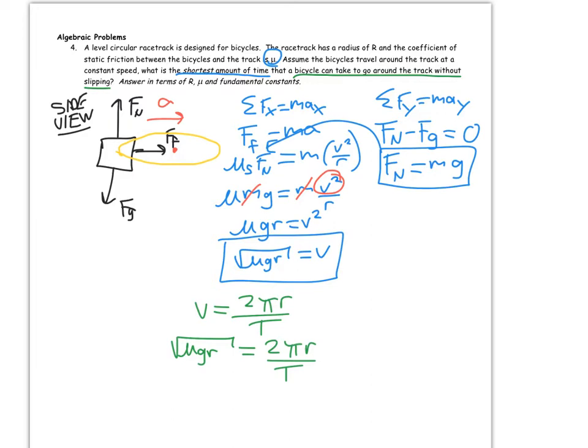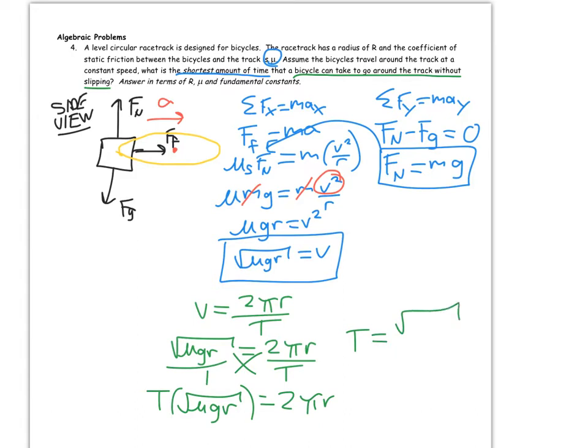So I'm just going to rearrange this equation by cross multiplying first of all. So I get t times the square root of mu gr, and that's equal to 2 pi r. And then I go ahead and solve for t, and I get that t is 2 pi r over the square root of mu gr.